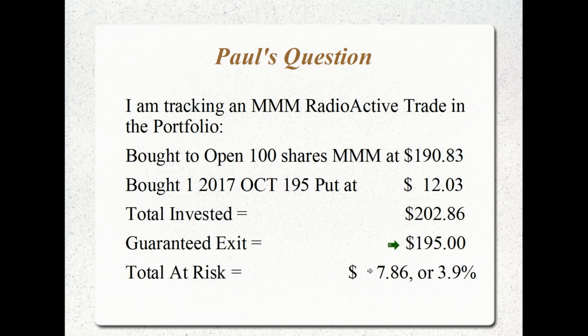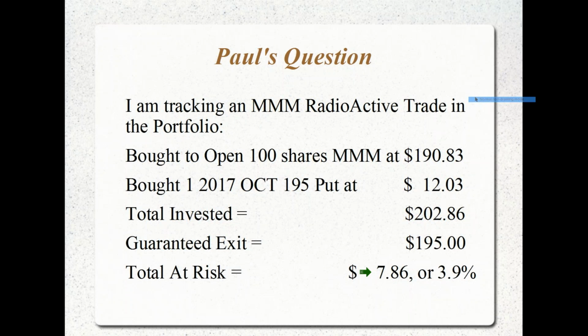So the total risk on the position of the $202.86 per share investment is only $7.86, or 3.9%. So even if 3M dropped to $110 per share overnight for some unexpected reason, I could force someone to buy my shares of stock at 195. I only lose 3.9%, even though the stock's down 40% of its trading value.